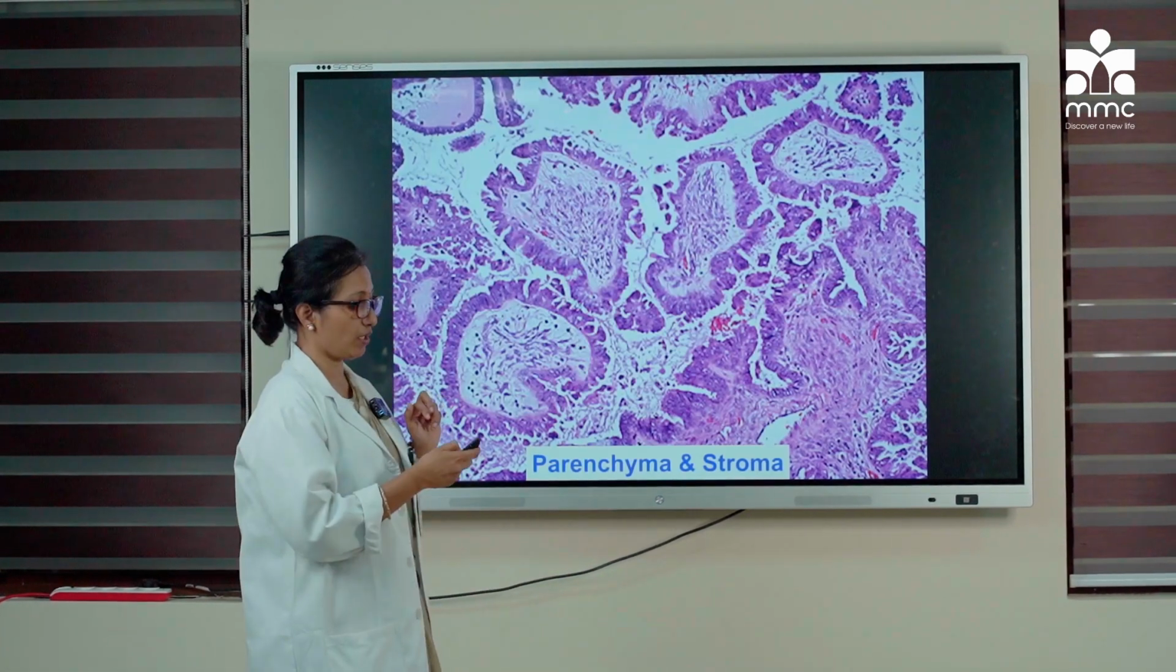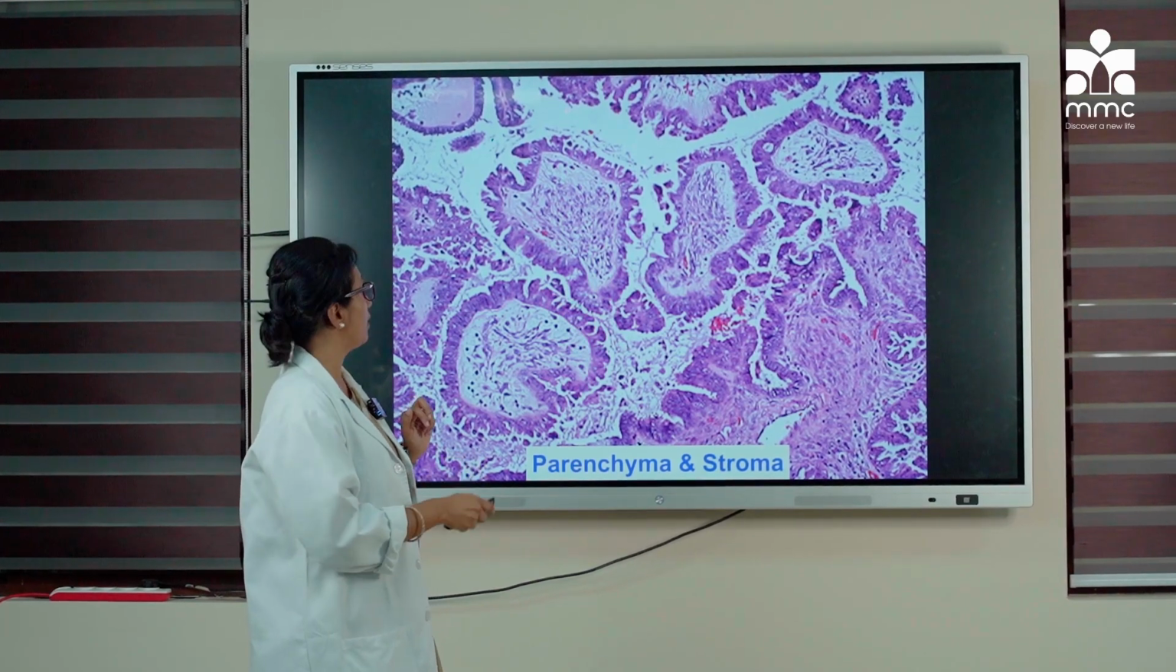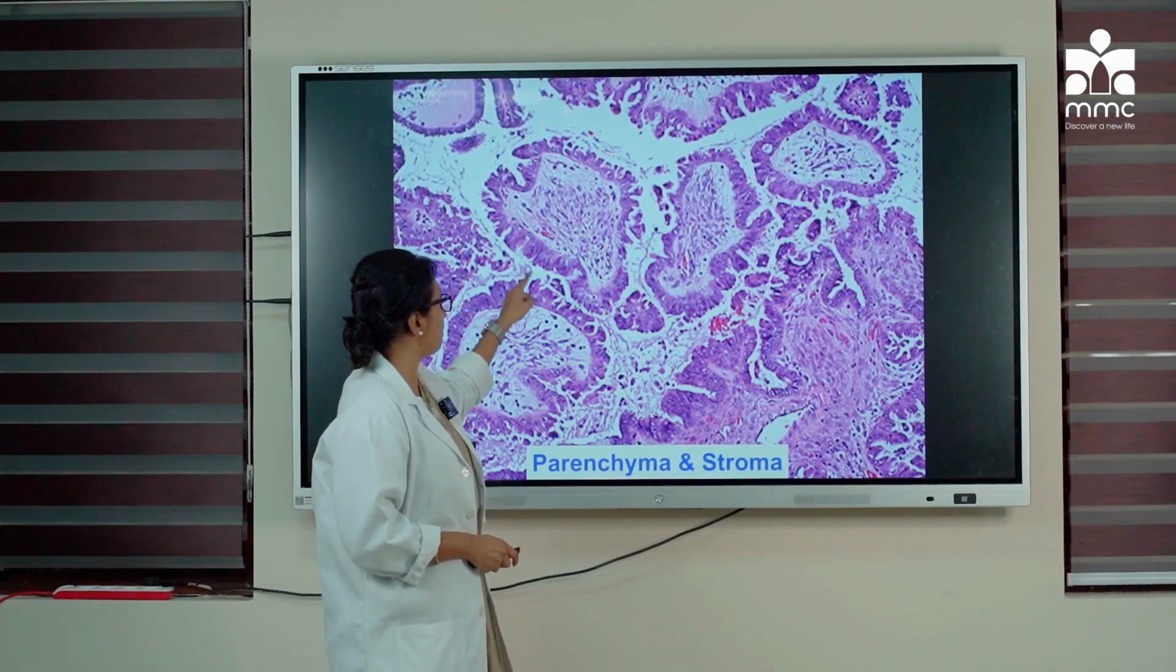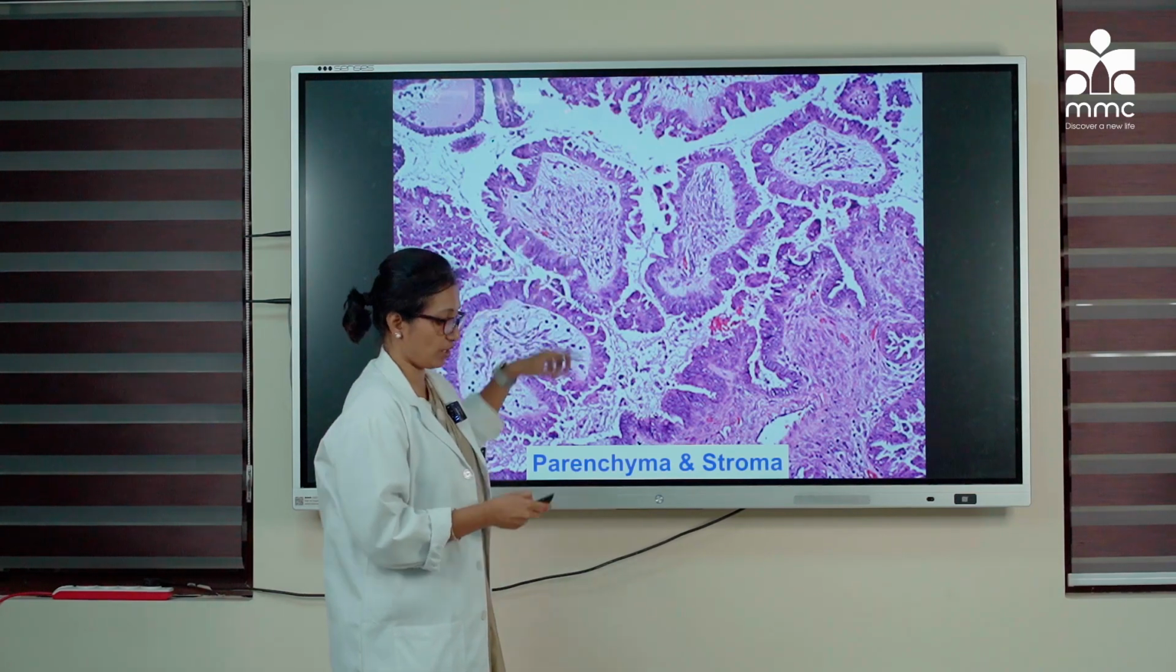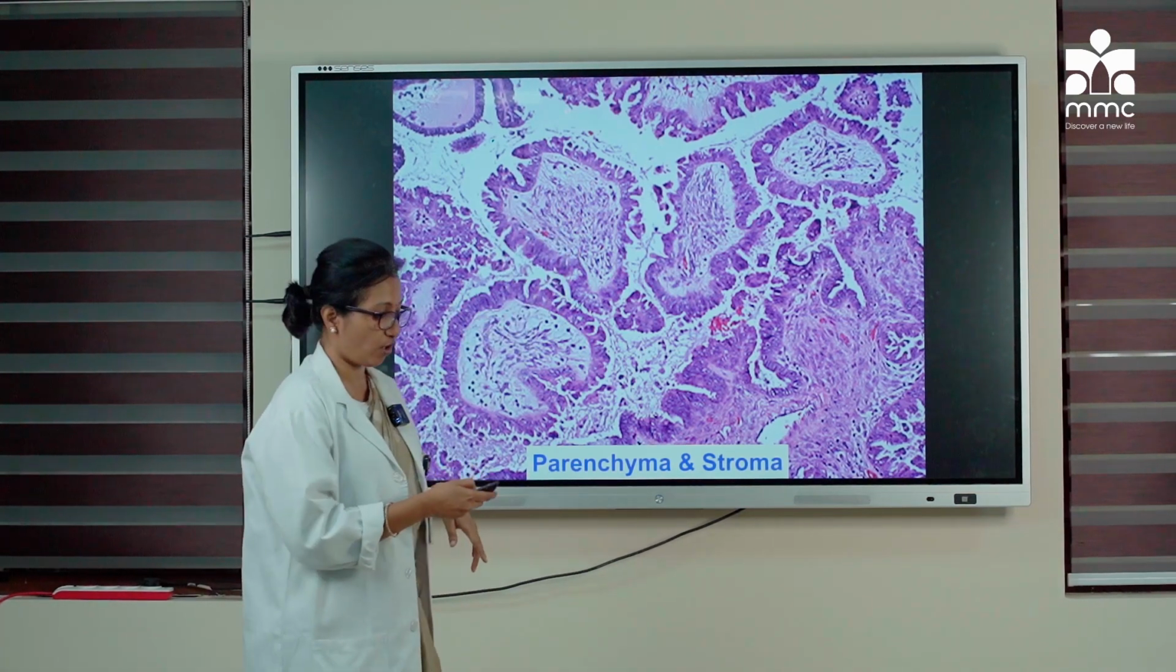So let's look at the picture. The picture shows that this is the epithelium, the parenchyma, and this is the stroma that you see. So the two basic components of neoplasm.